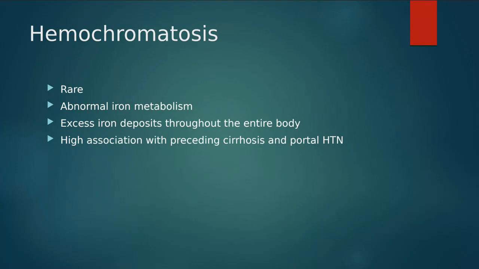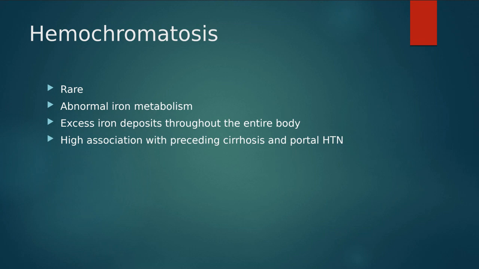actually can't break down iron compounds, and it results in this excessive iron deposit throughout the entire body, and the liver is very sensitive to that. So we're going to see higher levels of iron pretty much in any organ in the body, but particularly we want to be looking for it in the liver as well. It also has a high association with preceding cirrhosis and portal hypertension. So if we see hemochromatosis, it is likely that that patient could get cirrhosis or portal hypertension in the future.